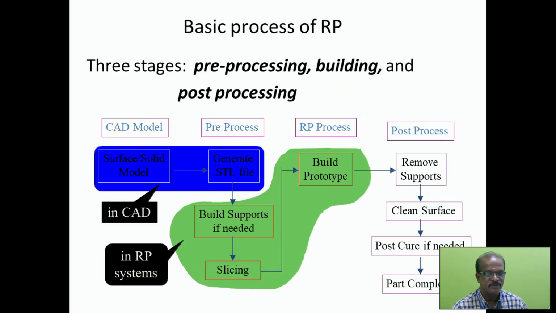The basic process has 3 stages: pre-processing, building and post-processing. Pre-processing is nothing but the steps we do before making a product. It is modeling by CAD, then converted into an STL file, then slicing into various segments, then converting into the building stage. Then in post-processing, cleaning and post cure, if needed, are applied, then the part is completed. So these are the basic processes of modeling.